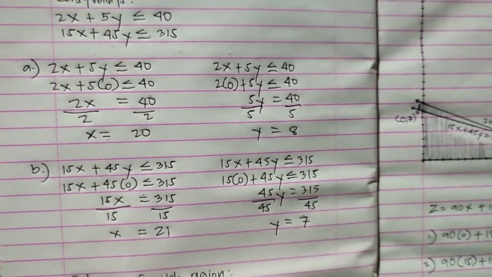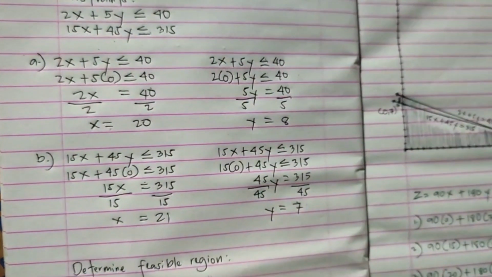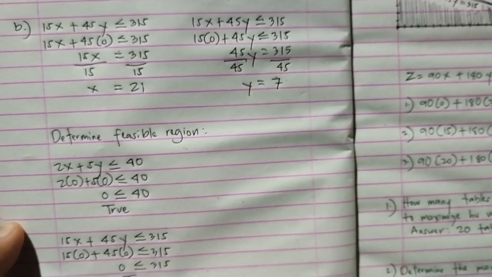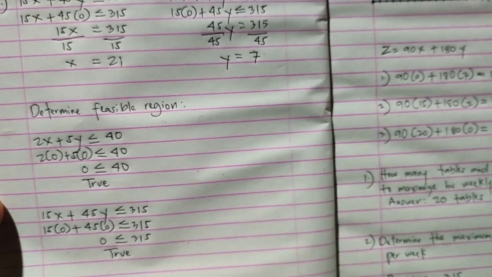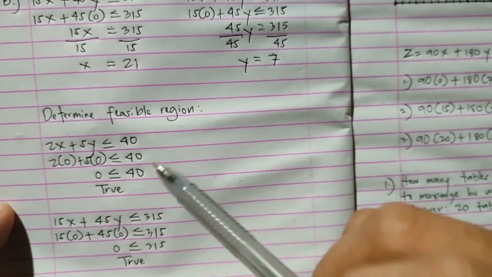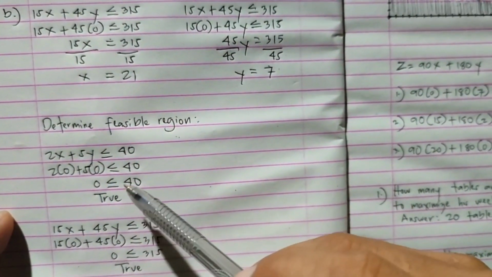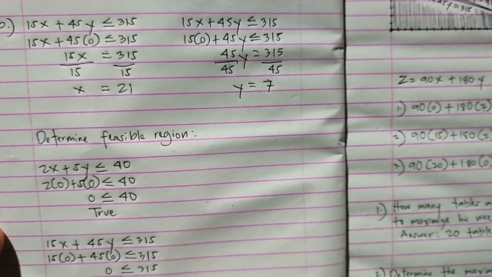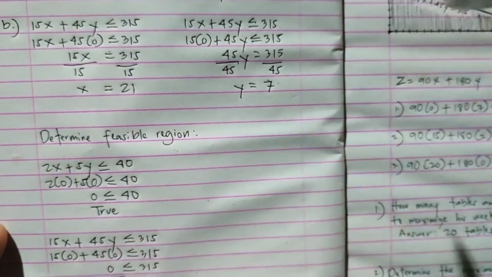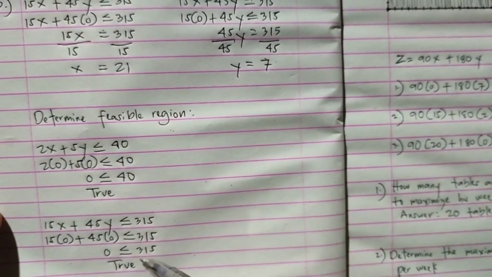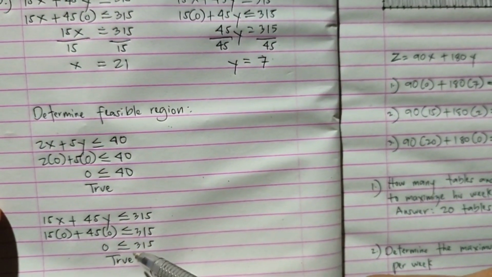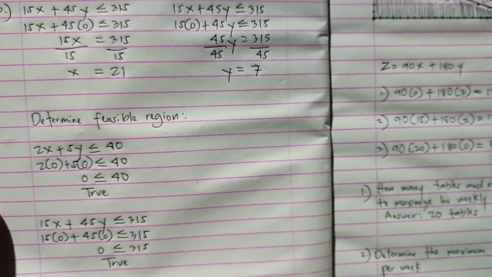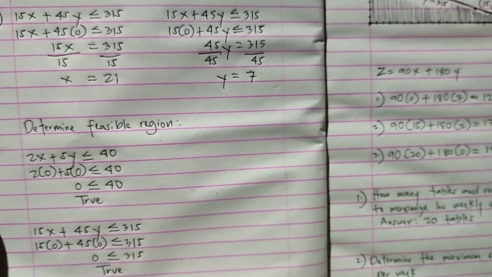So let us first determine the feasible region. Kumbaga, para malaman natin kung saan tayo mag-shade. So for us to determine the feasible region, just substitute x and y to 0. So the first equation, 0 is lesser than or equal to 40. So true, tama. So papasok ang ating shade. Second equation, 15x plus 45y, 0 is lesser than or equal to 315. So tama naman siya, lesser than naman talaga ang 0. So ang ating shade is papasok.